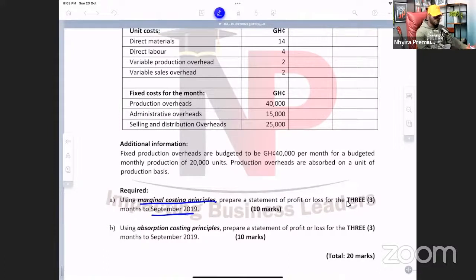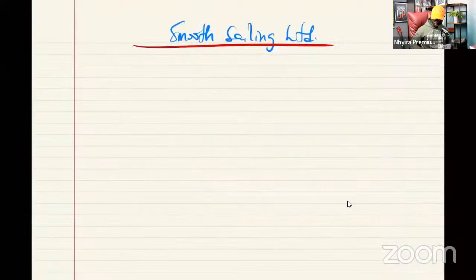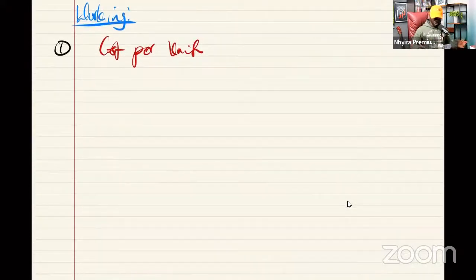So number one, we're going to do some workings quickly as we start the journey. Okay, so stay with me carefully. Let's do some workings. As always, it is important to set out the workings for the question. The first working you want to look at is the cost, so that you can calculate the cost per unit for us. And we will present it in both the marginal costing and absorption costing schools of thought.